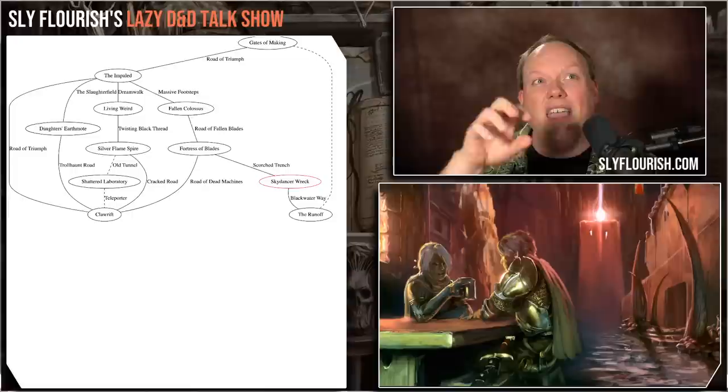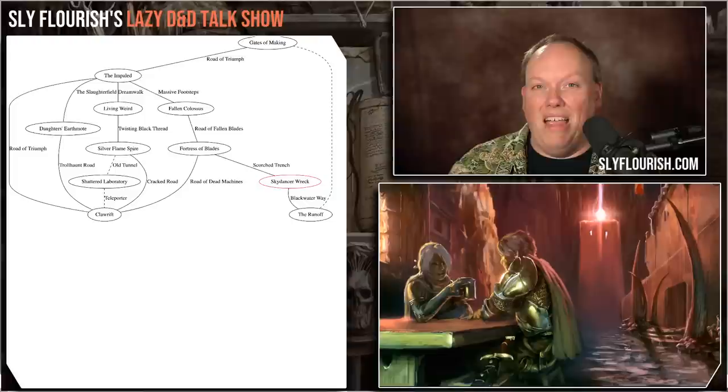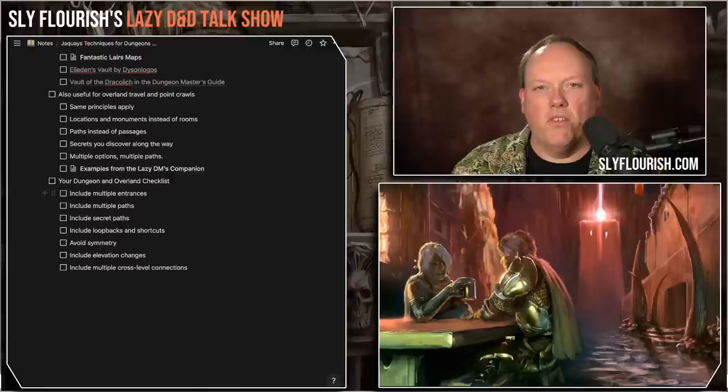When they get to a path, if they go further ahead, is there a way to see that there's actually another path that they might discover that could take them back where they came originally? Same sort of ideas. We're looking at it for dungeon design, but a lot of it works very well for overland travel as well. So the next time you are looking at dungeon maps, thinking about your dungeon maps, or thinking about your overland travel, keep in mind some of these Jaquays style designs.